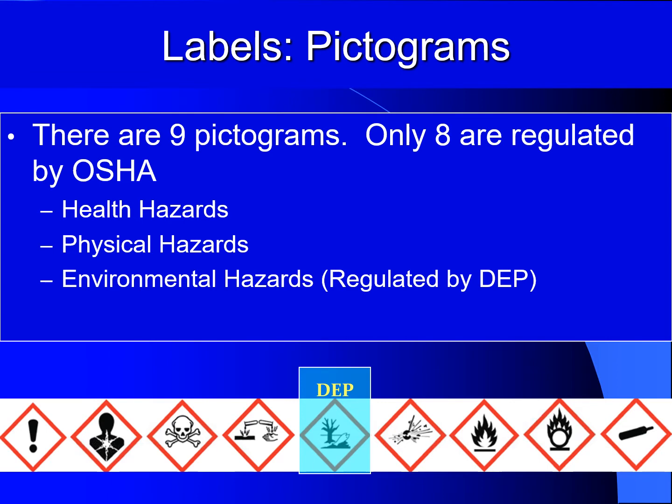Labels, pictograms. There are 9 pictograms. Only 8 are regulated by OSHA. Health hazards, physical hazards, and then environmental hazards, which are regulated by the Department of Environmental Protection. These are the different examples down here of all the pictograms, which we'll be discussing.